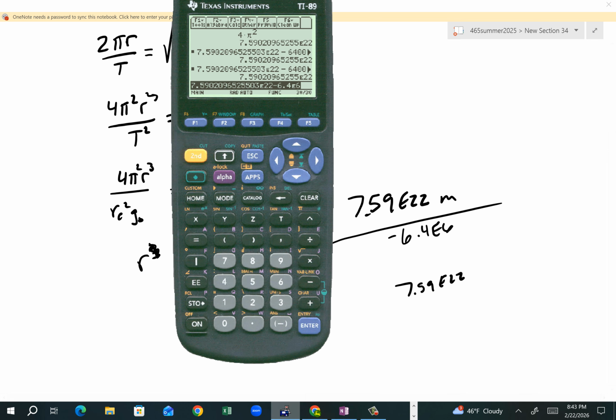Okay, I can't run a cat. Oh, I didn't cube root it, you idiots. Why didn't you catch me on that? J to the 1/3 power. Yay, there it is. Okay, minus 6.4 E6. And you get that thing right there.